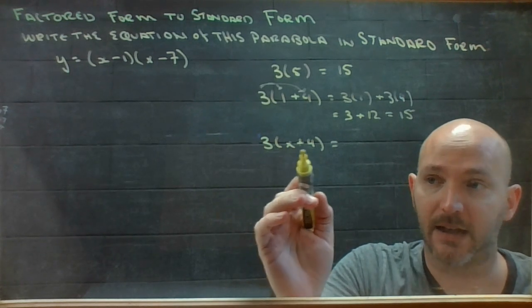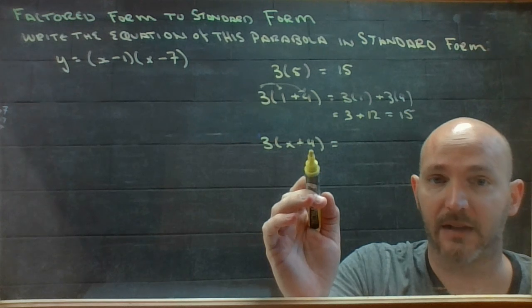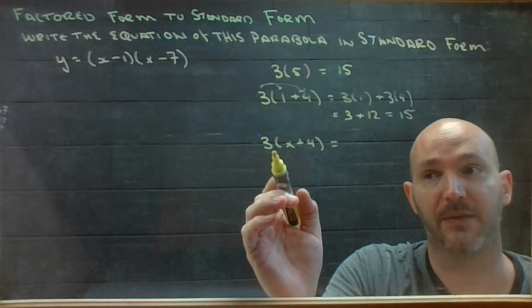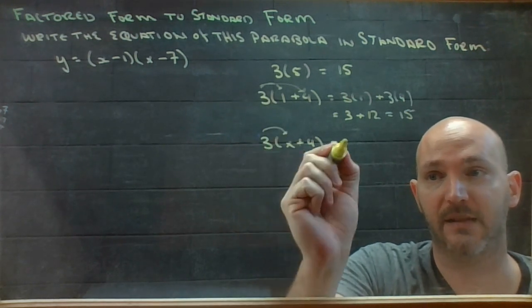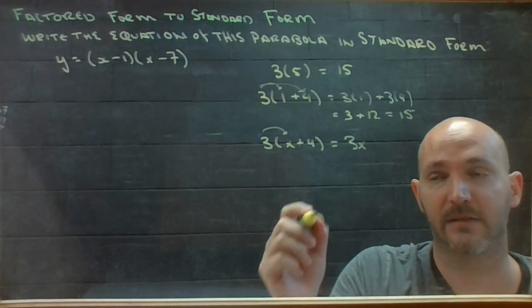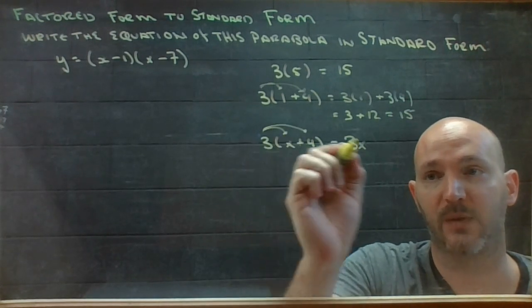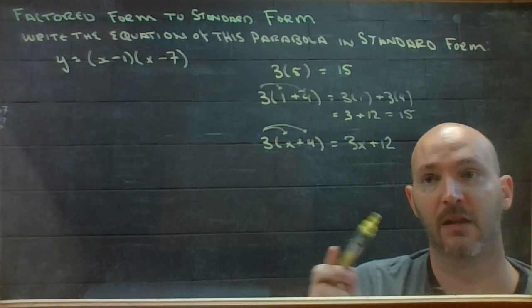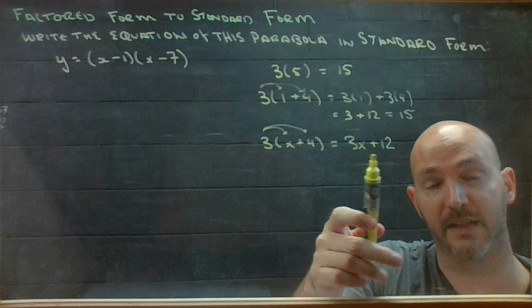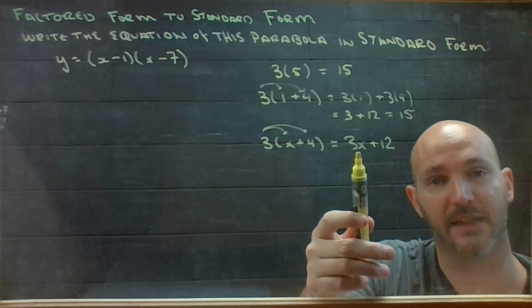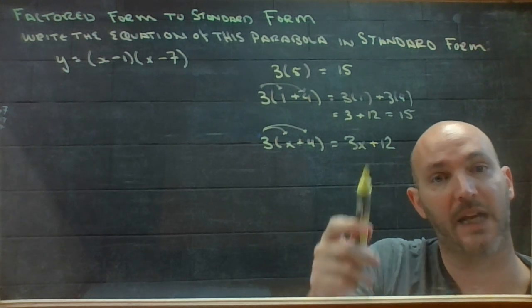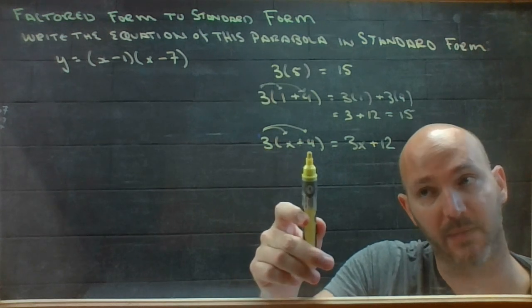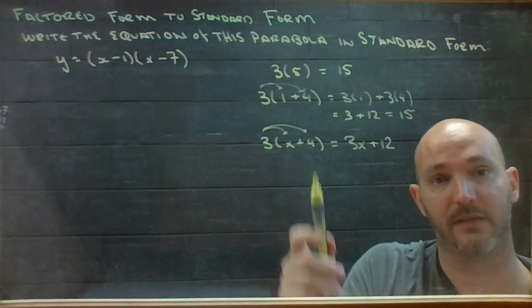I can see that both of these things in this bracket need to be multiplied by 3. So 3 times x is 3x, and 3 times 4 is 12. So I can't simplify this, because that has a letter and that does not. But I have successfully managed to multiply everything in that bracket by the thing in front.